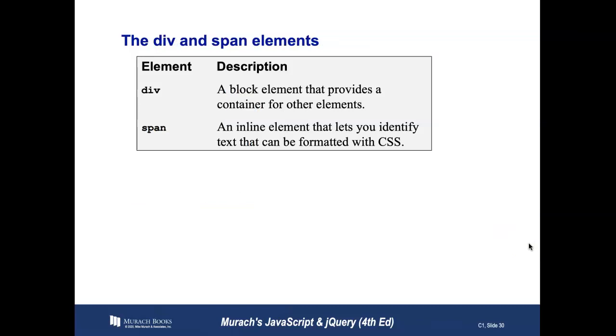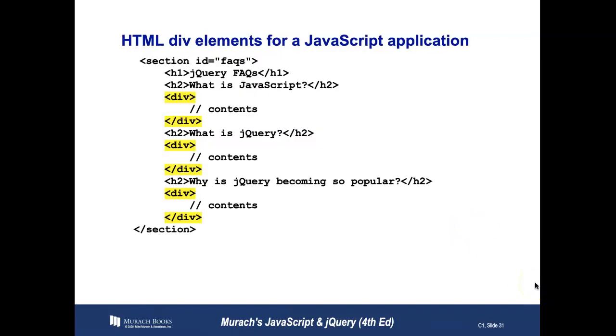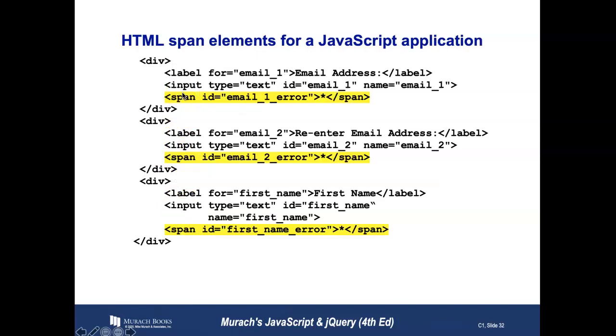I mean, the most basic tags that we have are div and span for block level and inline elements. This is a good example of div elements for a JavaScript application. We're going to be doing this later on, where we have a drop-down, kind of a drawer. On click, we'll open the drawer, and on click, we'll close it. We'll have a toggle. We'll be having span IDs, where we replace the star with error messages.